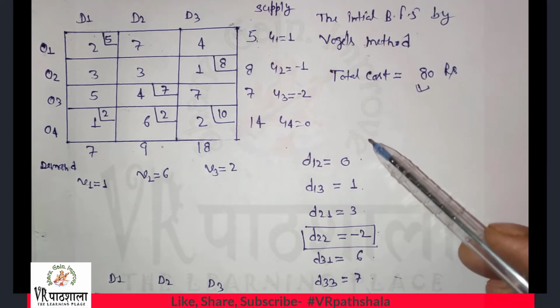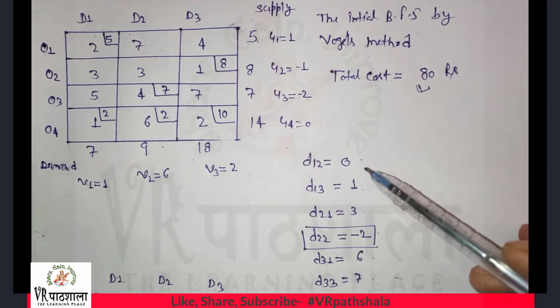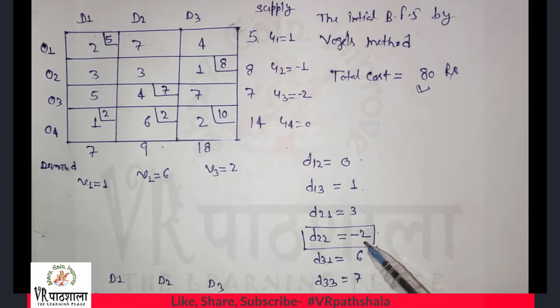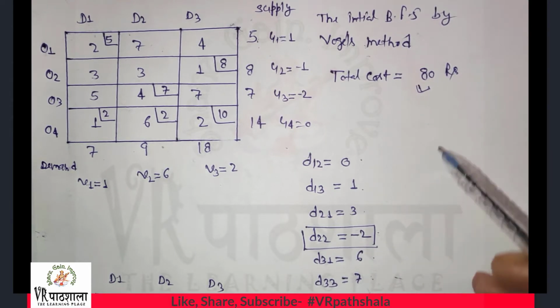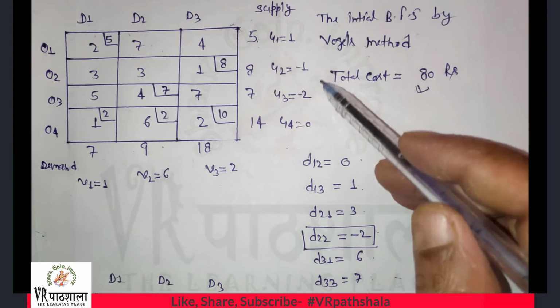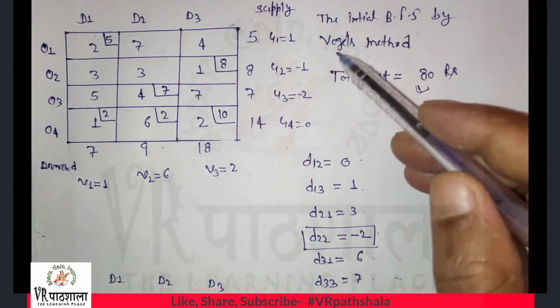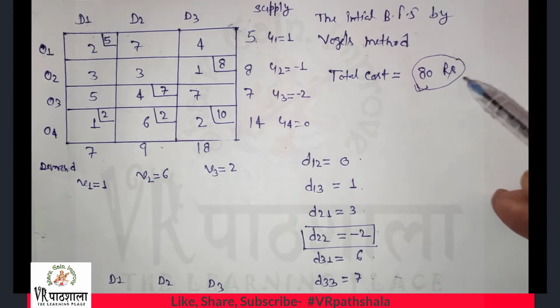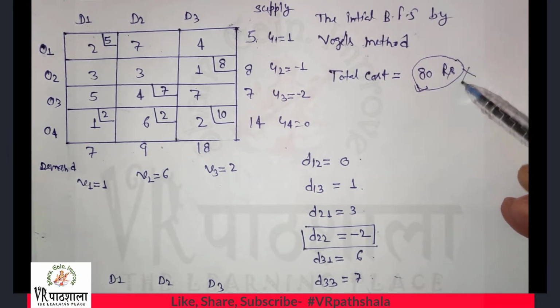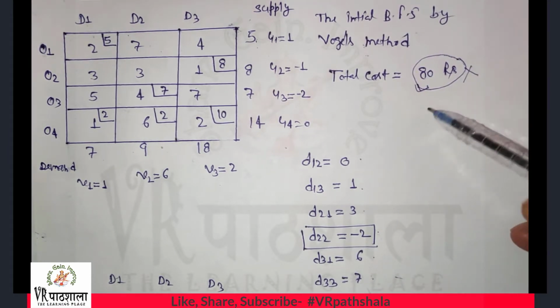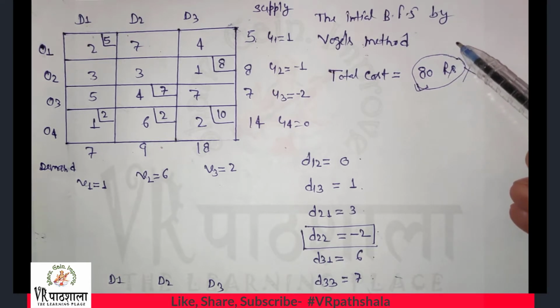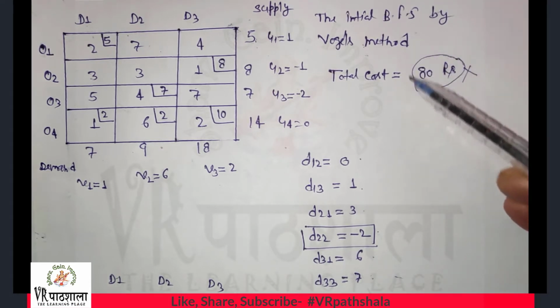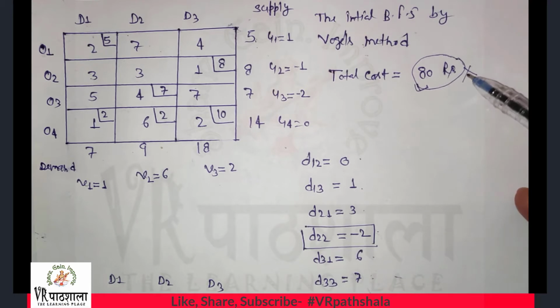So here all Dij are not positive. Here D22 is negative. So the initial feasible solution given by Vogel's method is not optimum. That is, the 80 rupees is not the minimum cost. So now how can we improve this cost?